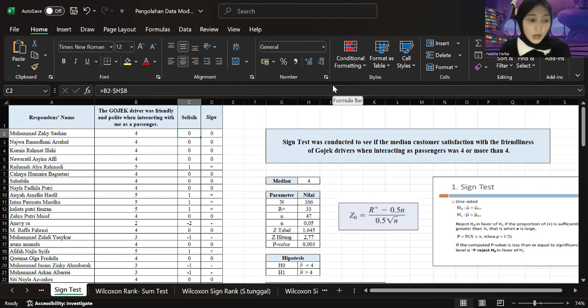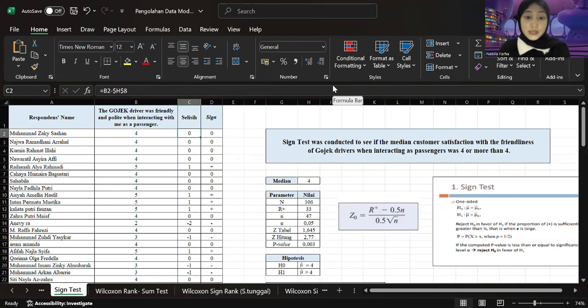And in this video, I would like to explain about non-parametric statistics, especially about sign tests and Wilcoxon rank sum tests. So for the first explanation is about sign tests. A sign test is one of the tests of non-parametric statistics to check the median of the populations.